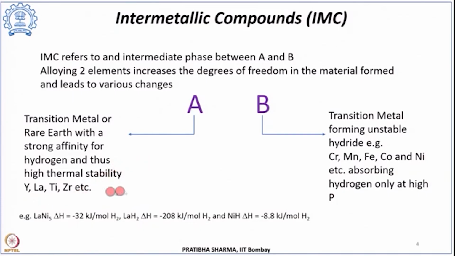A typical example could be, at A site if it is lanthanum, at B site if it is nickel. So, an example being LaNi5, such that the delta H value of LaNi5 is 32 kilojoule per mole. However, lanthanum hydride, we have already seen, is a stable hydride having a delta H value of 208 kilojoule per mole. Nickel forms an unstable hydride with a delta H value of 8.8 kilojoule per mole, but when an intermetallic compound is formed with La and Ni, it forms LaNi5 having an enthalpy of formation of 32 kilojoule per mole, which lies in between the two.